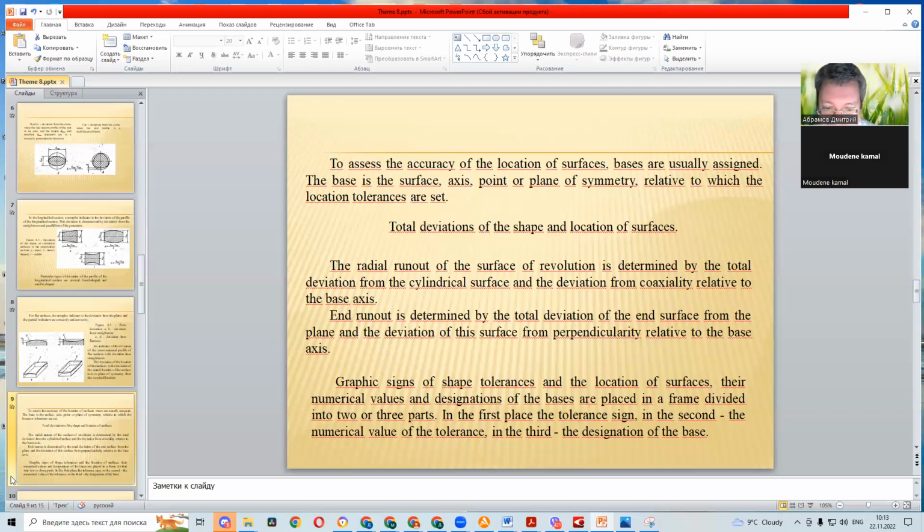Graphic sign of shape tolerances and the location of surfaces, their numerical values and designation of the bases are placed in a frame divided into 2 or 3 parts. In the first place, the tolerance sign. In the second, the numerical value of the tolerance, and in the third, the designation of the base.